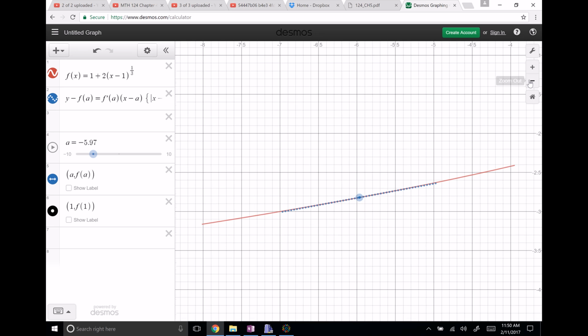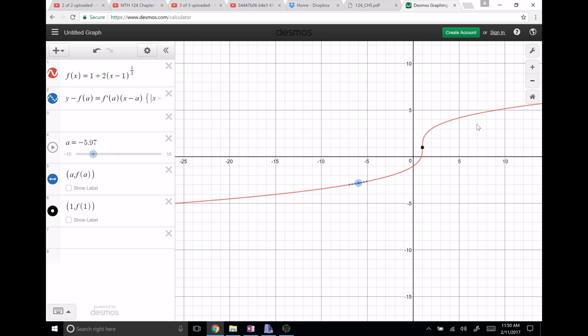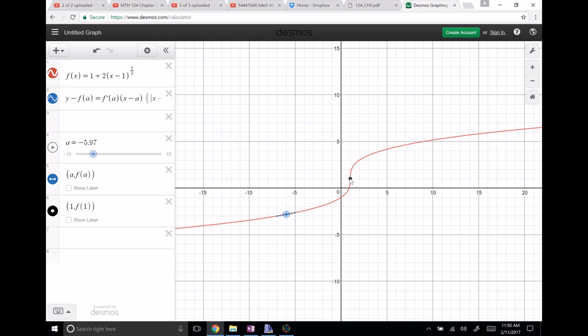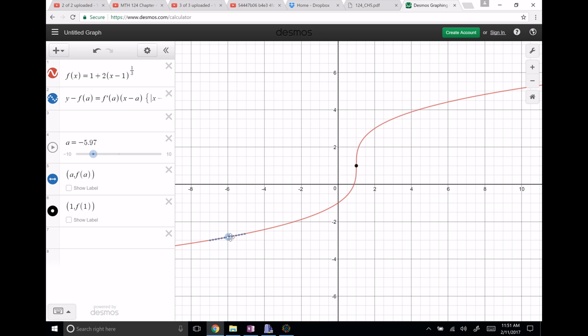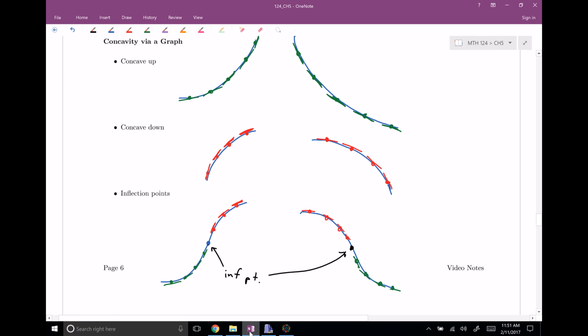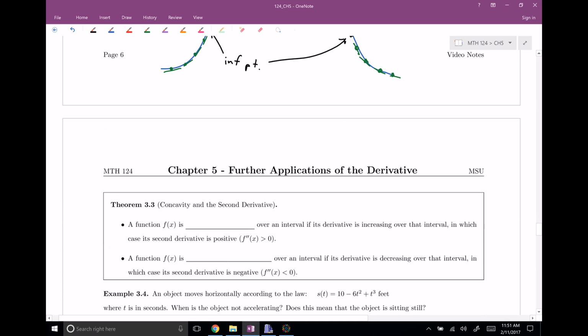So this is a case where you would have, like I mentioned, an inflection point, and it switches from concave up, it's above its tangent line, to concave down, it's below its tangent line. Okay, so hopefully you can now see more clearly concave up and concave down. Okay, so let's go ahead and actually try to apply this stuff a little bit.